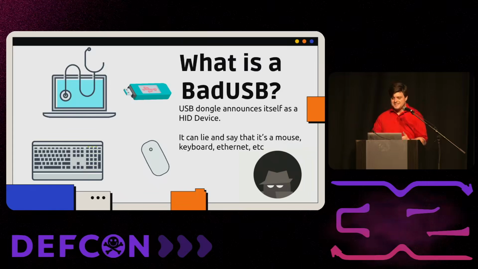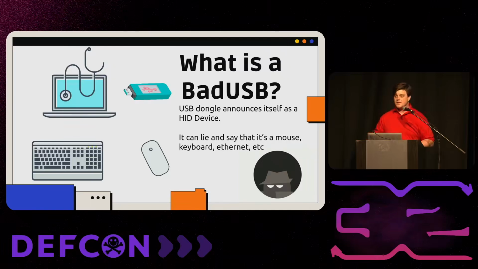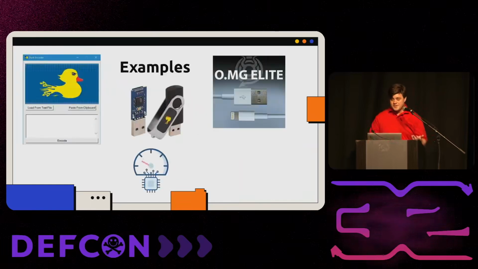Operating system, there's no signature checks on that. There's no validation that you are what you say you are. It just believes you and goes, okay, cool, you're a keyboard. Give me some keys. Oh, you're a mouse? All right, give me some mouse events. COM port? Sure, why not? Here's input and output, right? Some examples of this are from our friends at Hack5 and OMG. You got the Rubber Ducky, you got the OMG Elite cable. These are things you can buy right now.